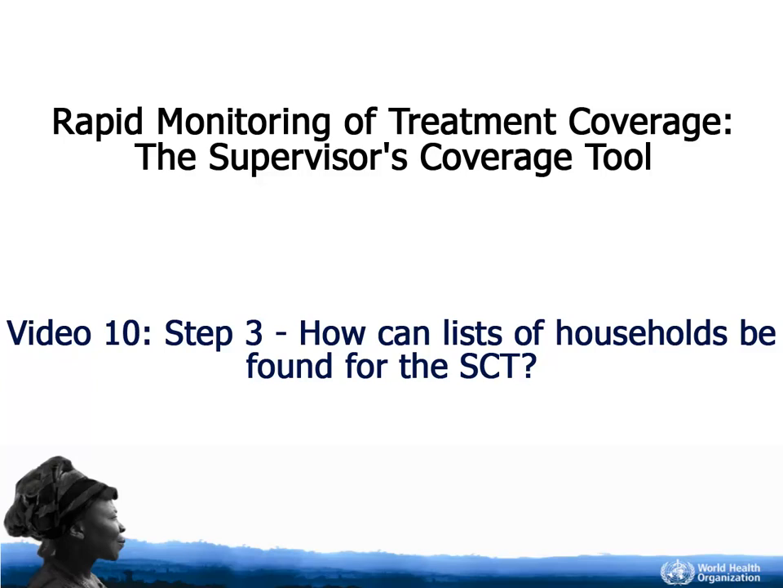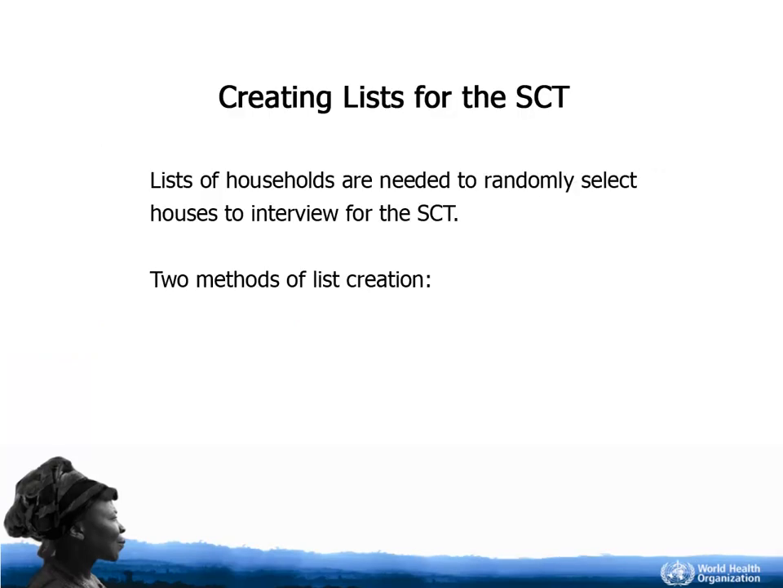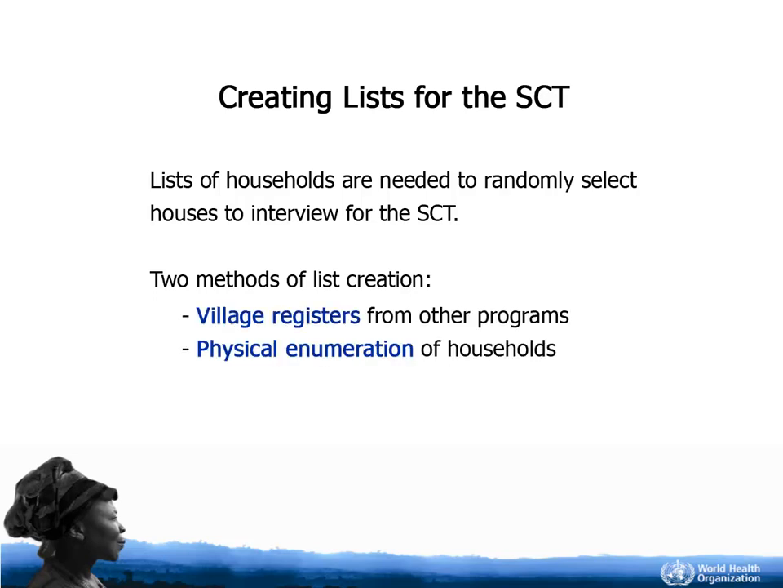Video 10, Step 3. How can lists of households be found for the SCT? The preferred method for randomly selecting houses for the SCT is to do so from a comprehensive list of all households in the SA. This can be done using one of two methods, either to use existing village registers or census data, or by physical enumeration of all households in the SA.